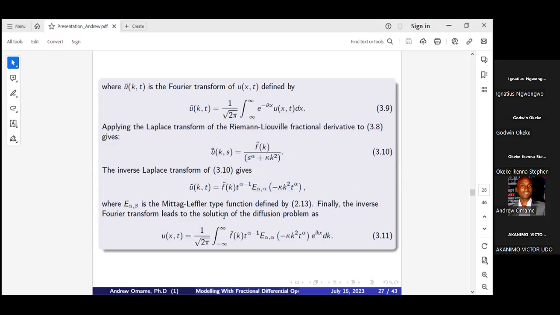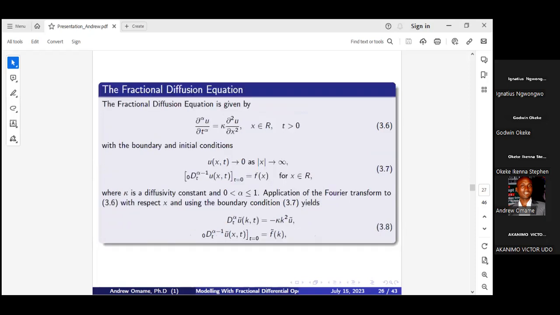So now, how do I get my final solution? I will again apply the inverse Fourier transform. The inverse Fourier transform of this expression will now give me the final form of the solution, which is given by 3.11. So you can see how both the Laplace and Fourier transforms have helped us to get the solution to our problem. Again, if you put alpha equal to 1 in this problem, you just recover the solution of the non-fractional diffusion equation.